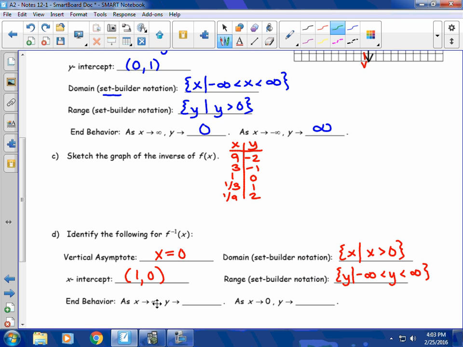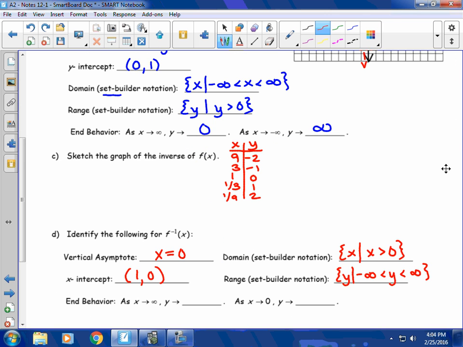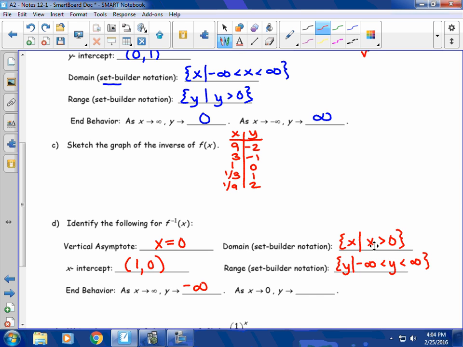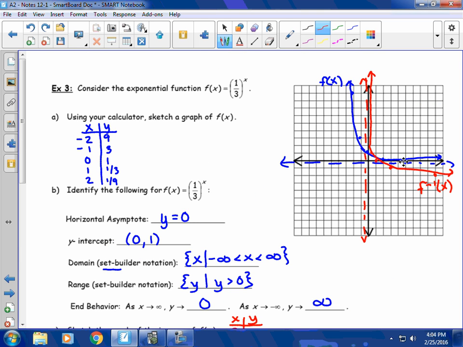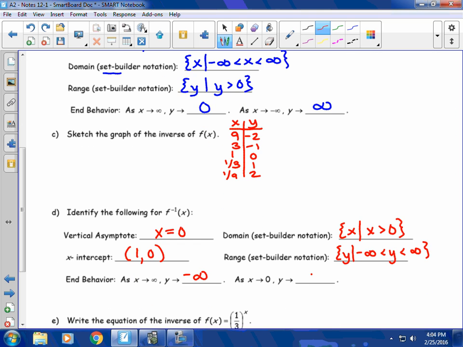Okay, and then end behavior. As x goes to infinity, so my x values are getting huge, what's happening to my y values? They're getting smaller and smaller and smaller, and those do go down forever because there's no asymptote down here. So we'd say y goes to negative infinity. And as x goes to 0, what's happening to y? Well, here's my x values getting closer to 0. If I follow that along on my red graph, we're approaching positive infinity because the y values are going up forever. So that's positive infinity.